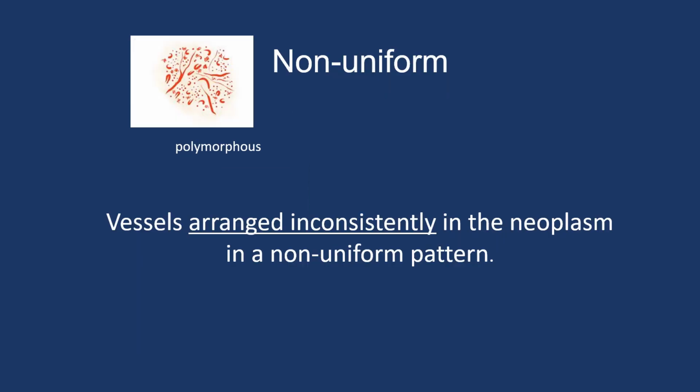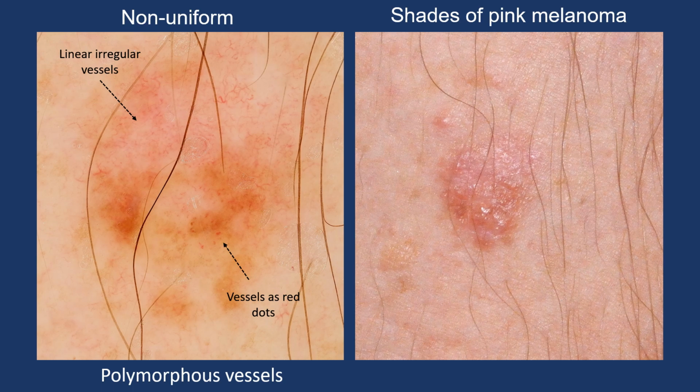Non-uniform or polymorphous. Vessels arranged inconsistently in the neoplasm in a non-uniform pattern. In this example, you have polymorphous vessels, you have linear irregular vessels, and vessels as dots, with this shades of pink melanoma.